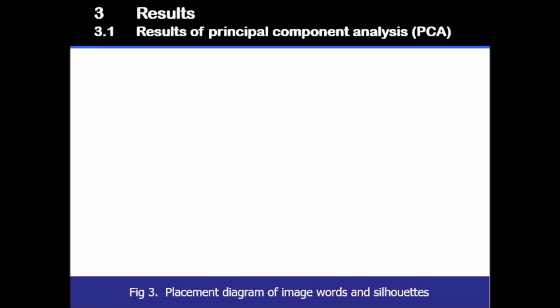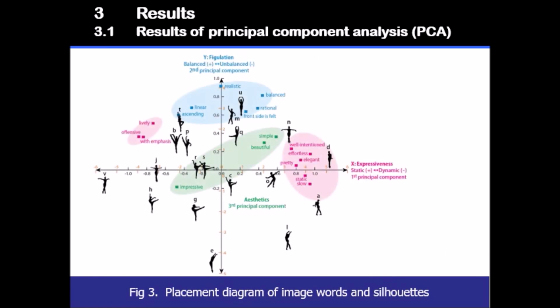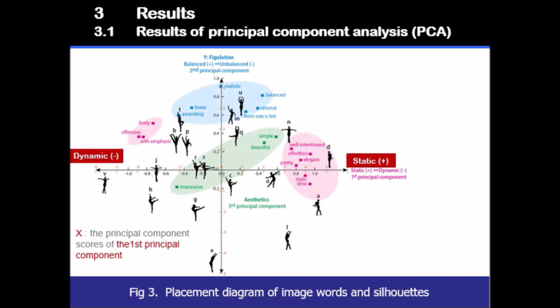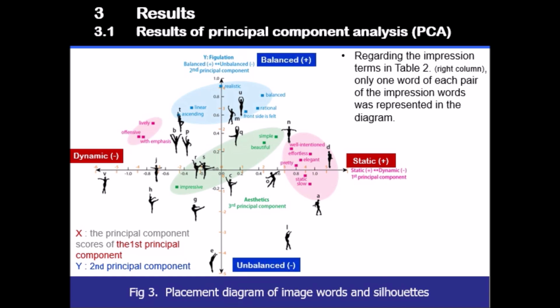Results of PCA. In this figure, we can see the relationship between silhouettes and image groups. At first, second, and third principal components were used to create the image groups, such as expressiveness, figuration, and aesthetics. We focus on the component scores of the first principal component X and second principal component Y. I will not talk about the details here. Please see the proceedings.